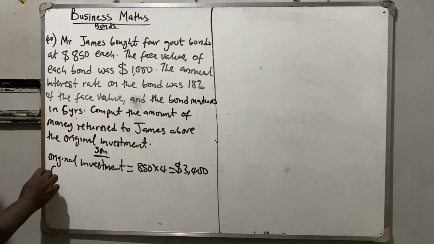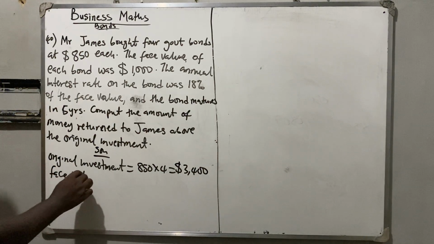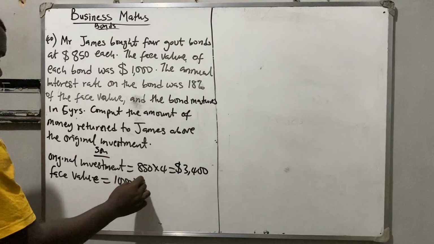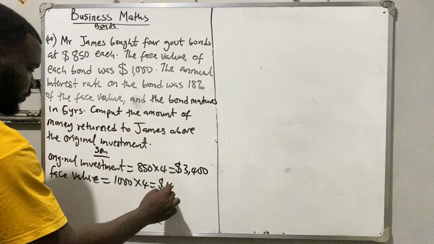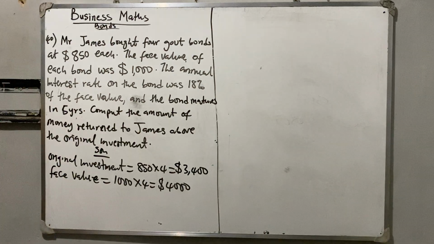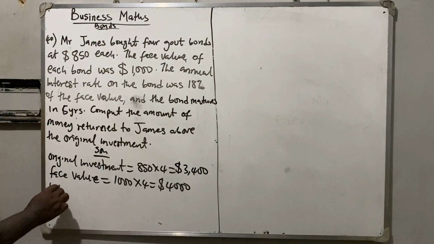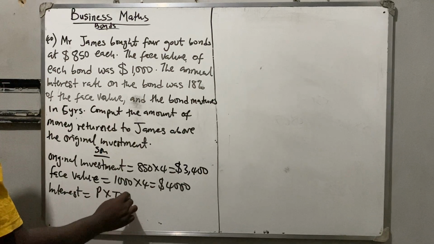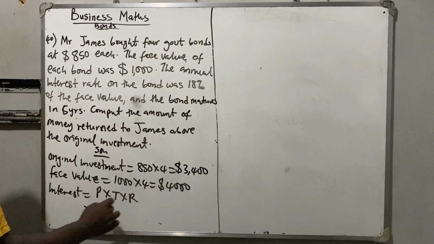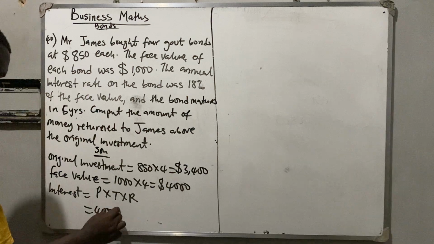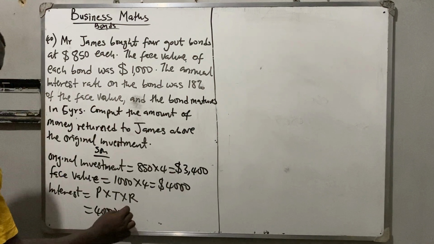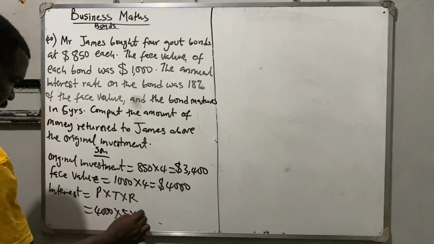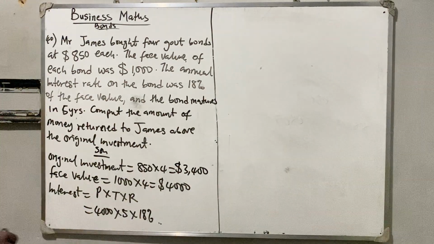So let's get the face value. The face value for the 4 of them will now be what? $1,000 times 4, which will give you what? $4,000. That's the face value. So the next is to calculate the interest. We now have P, $4,000, times the time, which is 5 years, times the rate here, which is 18%. So 18% is 18 over 100.